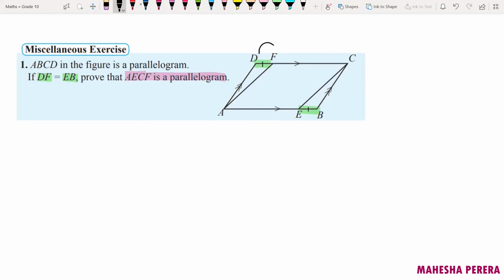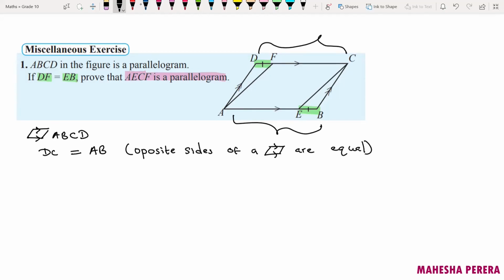Right, now consider this side and this side, right? If you consider the parallelogram ABCD, this DC side equals AB, right? Because opposite sides are equal. So you can write opposite sides of a parallelogram are equal. Then it's given that DF equals EB. Given, right?